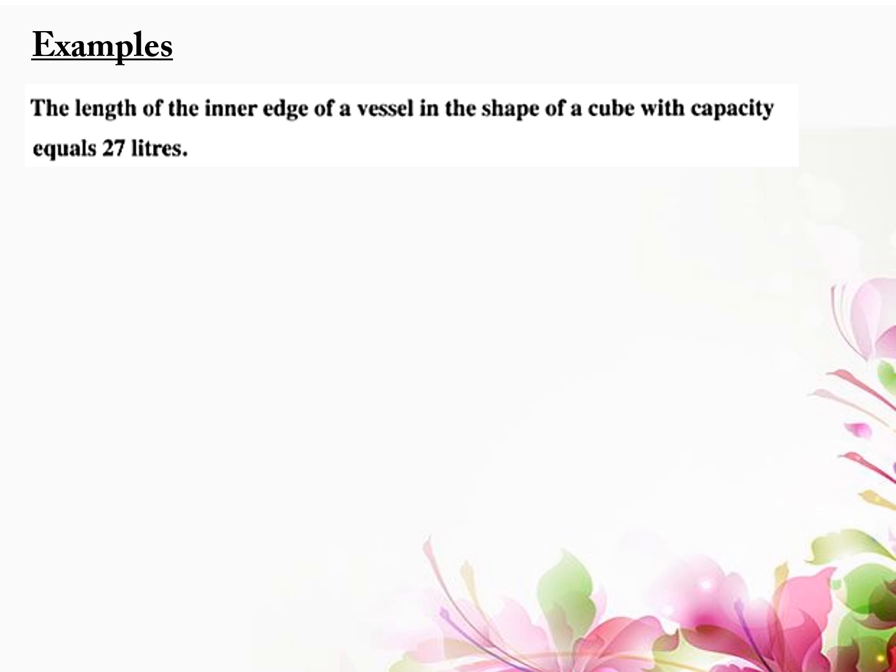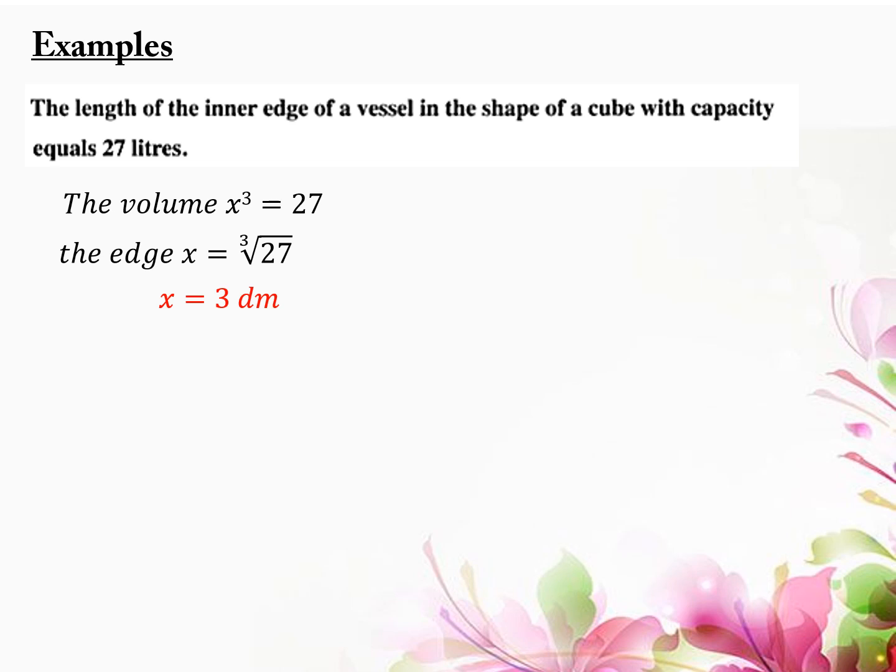First of all, what is the capacity of a cube? The capacity is the volume, and the volume of a cube is x power 3 or L power 3 as you like. Then the volume x power 3 equals 27. We want x only without power 3 to find the edge by taking the cube root of 27. So the edge length equals 3 decimeters, because the capacity is in liters, so the length is in decimeters.